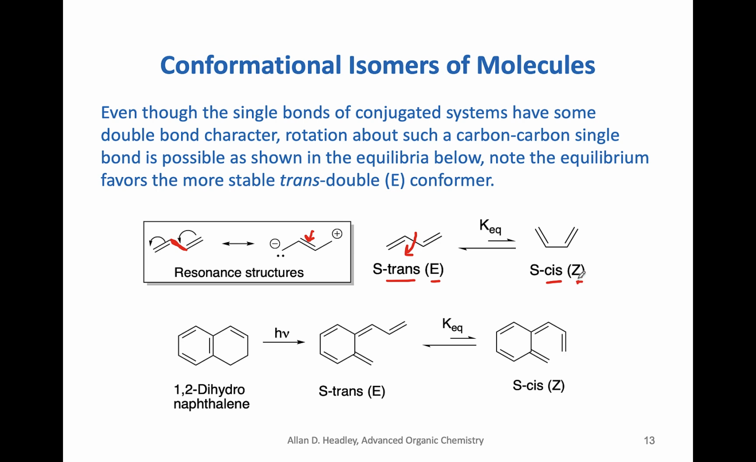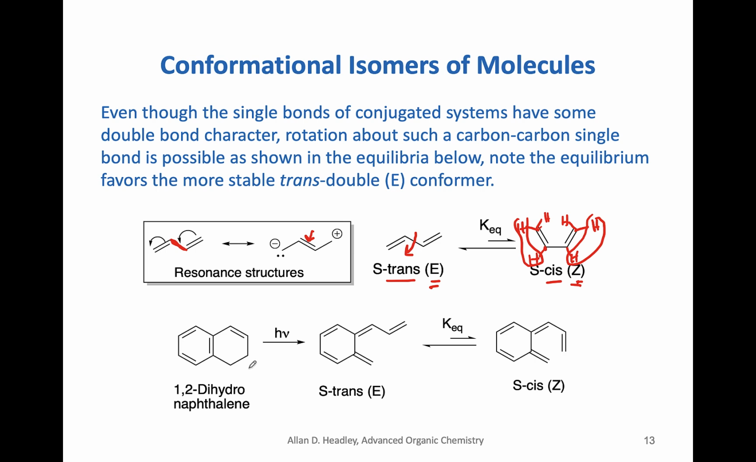Here the Z means that here we have a hydrogen and a hydrogen here. So if you look at the priorities around these groups here, you can see that they are in the Z conformation. The two groups on the same side here and here. So these two hydrogens are on the same side here. So that's why we have the Z isomer. And this is the E isomer.